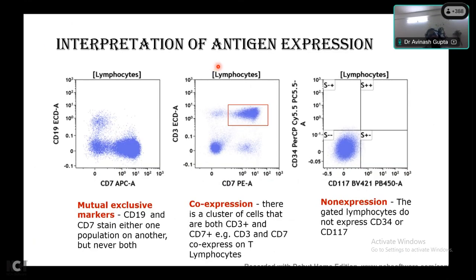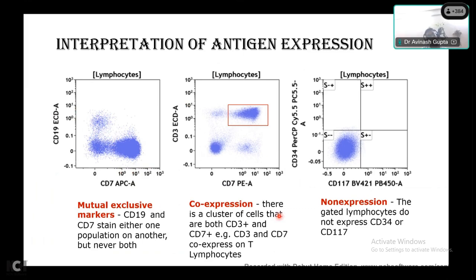Then how we interpret the antigenic expressions. There are certain antigens which are specific to that lineage, so they are mutually exclusive to that lineage. If we talk about CD19, it is exclusively expressed in the B cell lineage, so it is mutually exclusive for B cell. Similarly, CD7 is also mutually exclusive for T cell lineage.